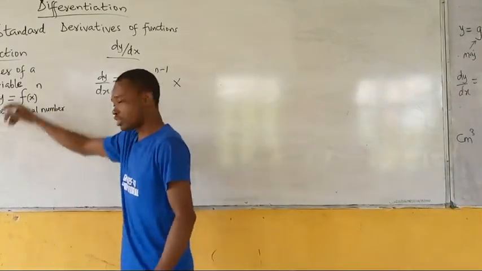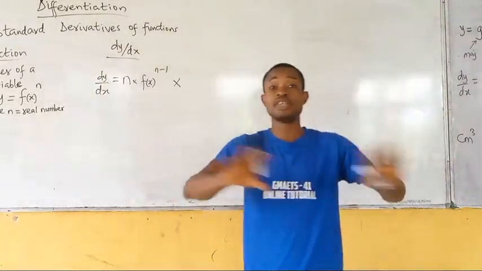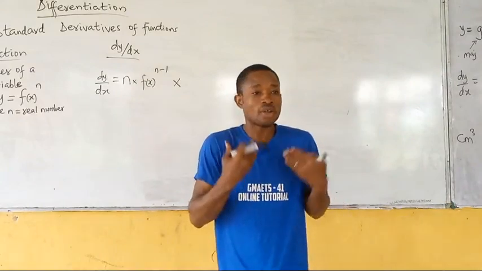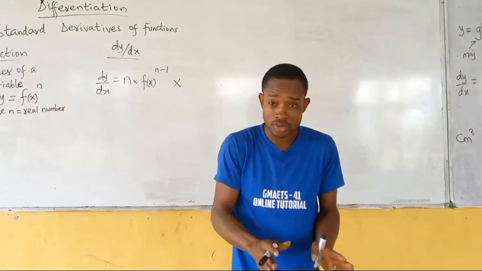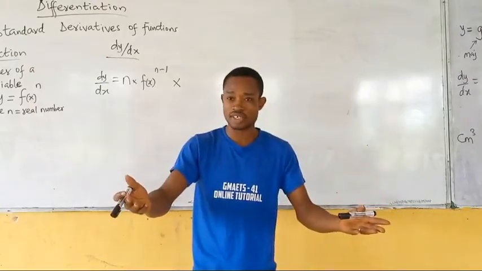This minor is f of x. We don't know what this f of x is. As a function, it can be anything. So since we don't know what that f of x is for now, when the examiner gives us the question, we will know what f of x is. Are you getting me right?